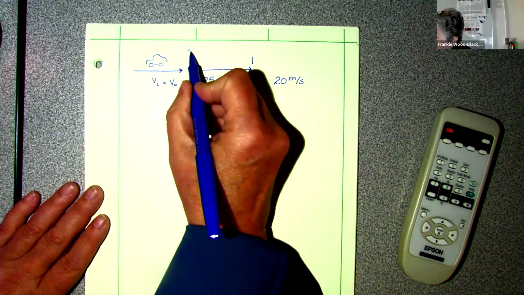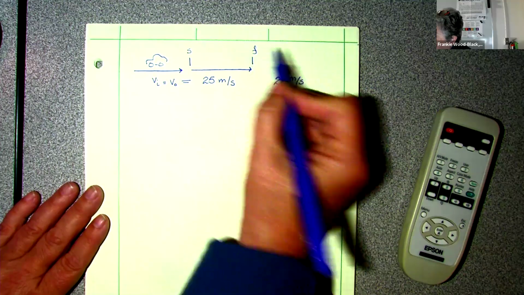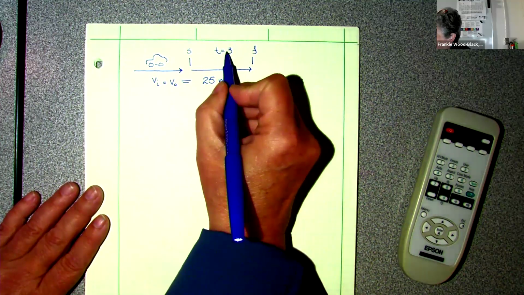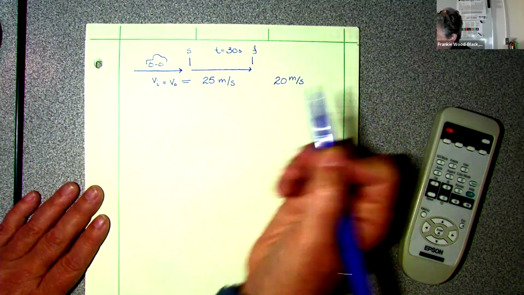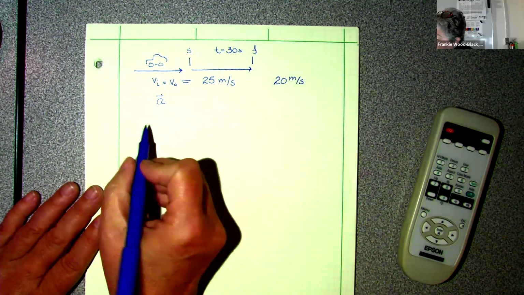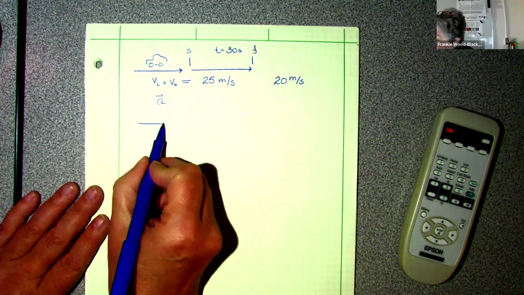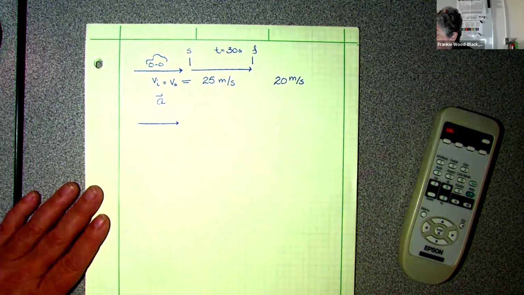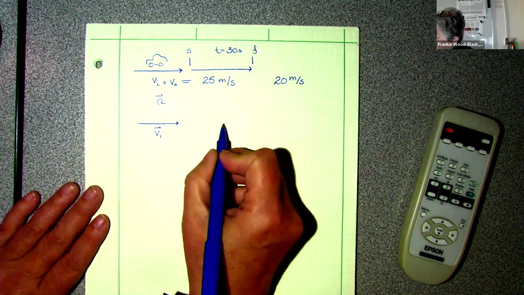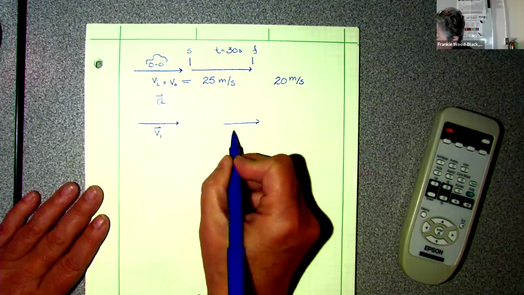And this is our start part, and this is where our finish part is. And we're going to do it in a time frame of 30 seconds. We want to know what the acceleration is. So let's look at it in a vector form, because this was a question that came up in my other class. So we have a V1 vector, and at the end, we have a V2 vector.